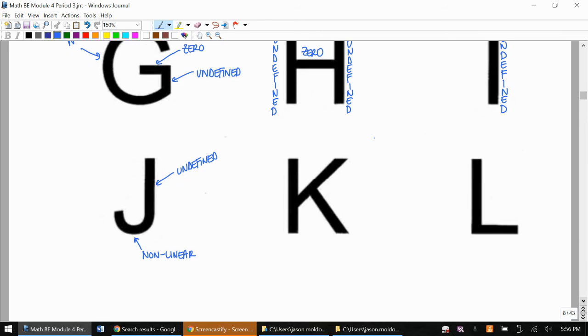Oh, finally, we get to a letter that has some positive and negative. So K has positive, it goes up here. It goes down here, which is negative. And it also has undefined. A lot of these letters seem to have some sort of vertical part. L, undefined, and 0. All right, we do this for every letter of the alphabet.